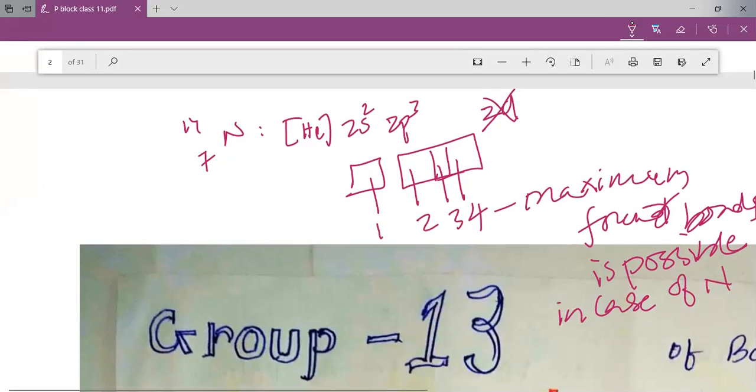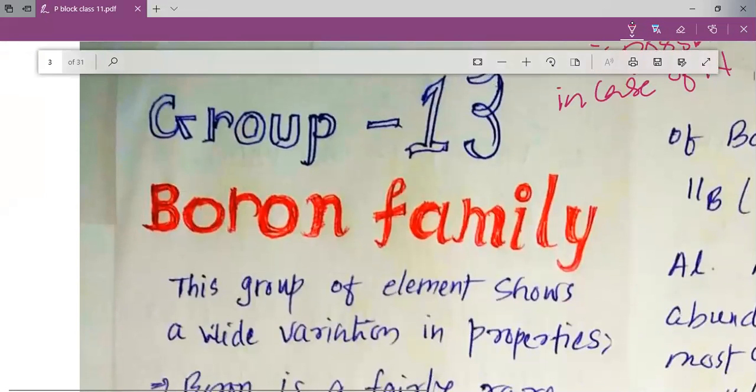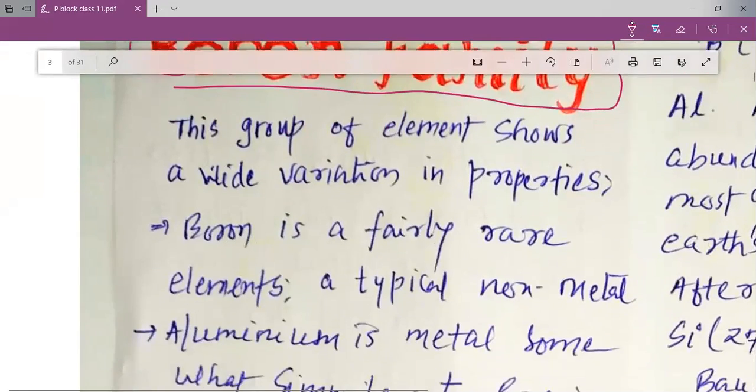So these were some of the general characteristics which I wanted to share with you, my dear students. Now we are going to study about group 13 in detail. Now we will discuss everything about group 13 separately. Group 13 is known as the boron family, my dear students. So now let us start studying about the boron family and its various properties.